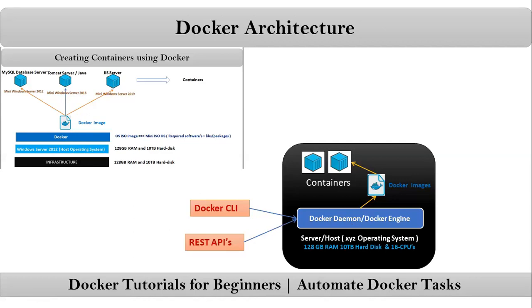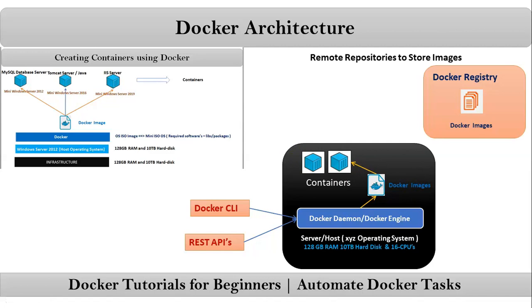Now, we are creating containers by taking Docker images with the help of the Docker engine. Assume that I need to create three types of containers, let's say a Windows Server 2012 container, a 2016 container and a 2019 container. That means you need three types of Docker images. So from where will you get those images? You no need to worry about that. Docker is already maintaining some images in the Docker registry. How to get them, we will see in our course.